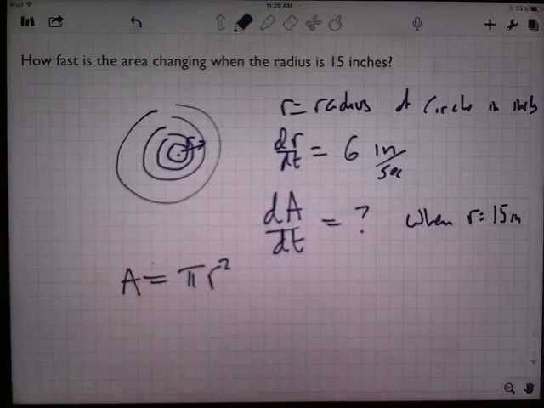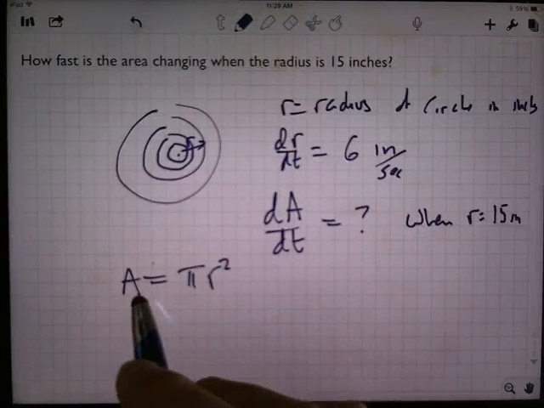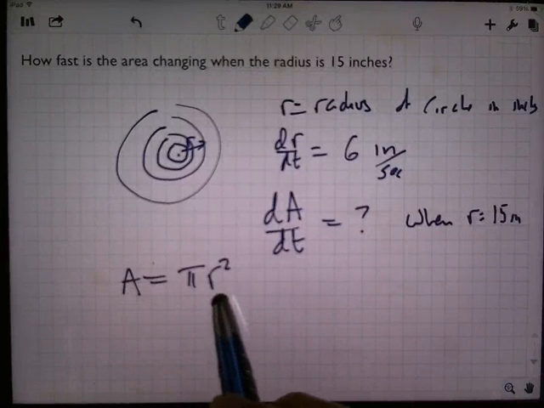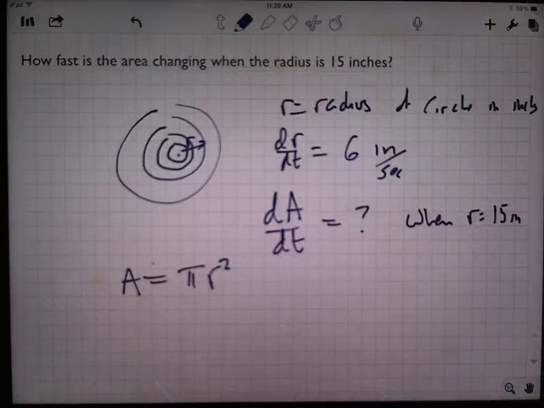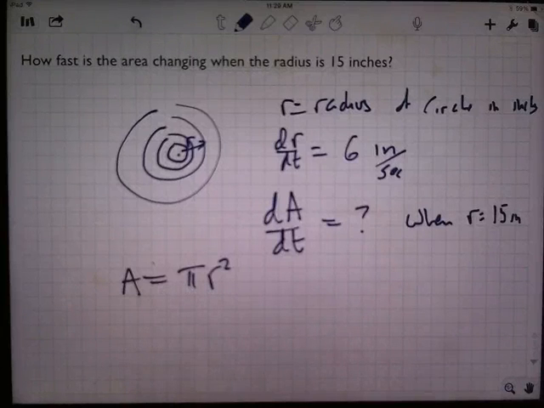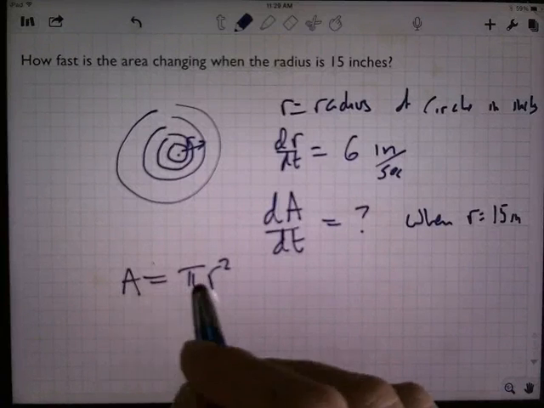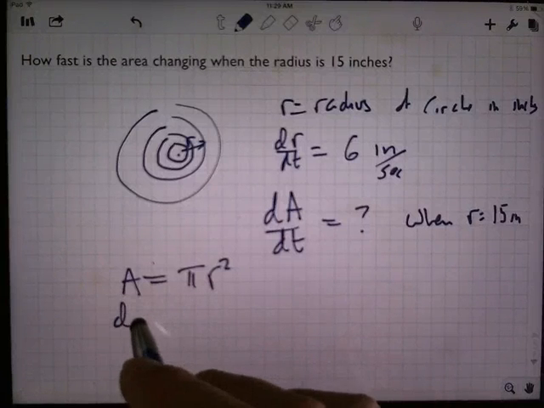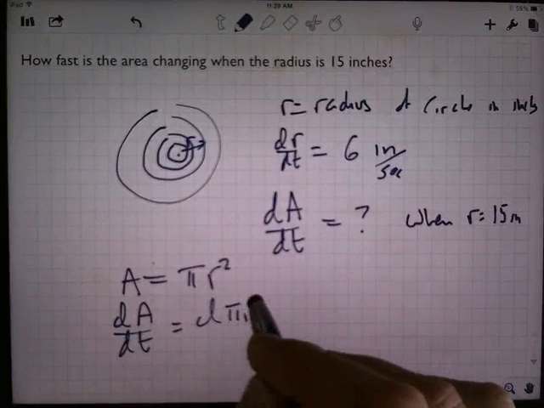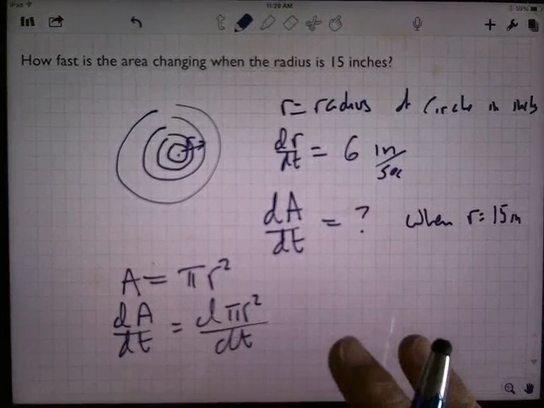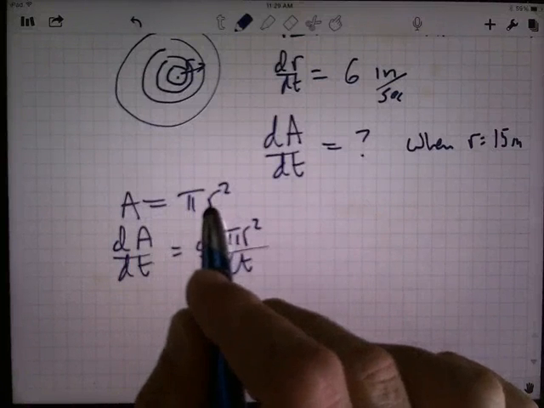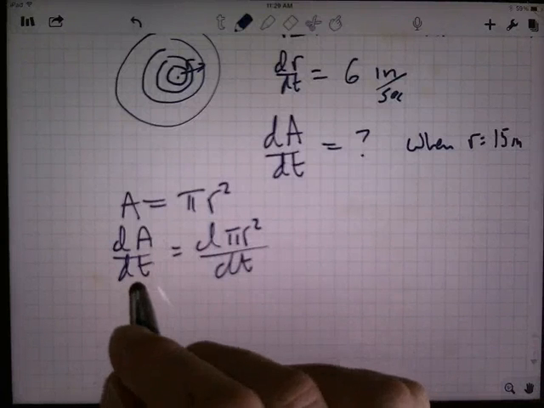Now, I'm thinking of this as functions of time. The area is a function of time, and the radius is a function of time. But they're equal to each other. This function is always equal to that function because the area of the circle is always pi times the radius squared. So if these two functions are equal to each other, then I can implicitly differentiate with respect to time and end up with an equation that relates the rates. I start with an equation that relates the variables without derivatives, and then I'm going to find an equation that relates the rates.